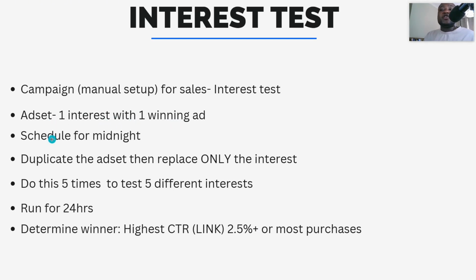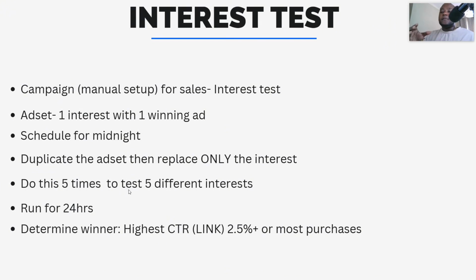Once again, you're also going to schedule this for midnight. Remember why? I just explained that. Now you're going to duplicate the ad set, then replace only the interest. Remember before, when we duplicated the ad set, we replaced the advertisement because we were testing different advertisements. But now we found our winning advertisement. So we put that one winning advertisement into an ad set, then duplicate the ad set and change only the interest. We're going to do this 5 times to test 5 different interests.